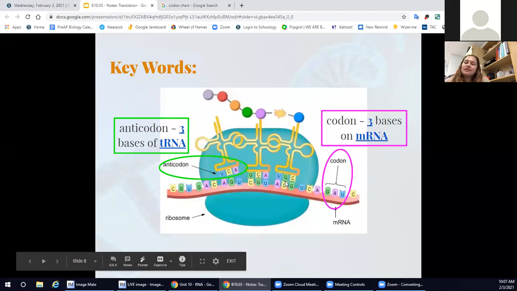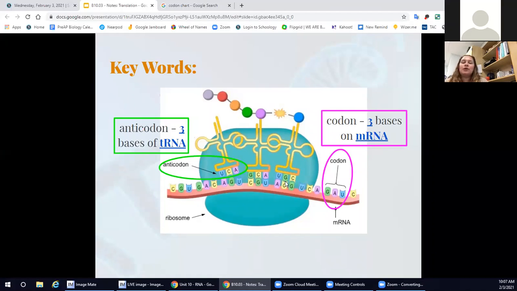So before we start talking about the steps, I want to talk about some keywords, codons and anticodons. So the mRNA strand itself, the one that leaves the nucleus, has a codon on it. And a codon basically is just a group of 3 nitrogen bases. We're going to group them in 3s because it's easier to code based on 3s. So codons are on the mRNA. They come in 3s, all 3s.